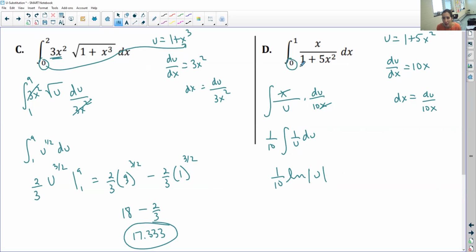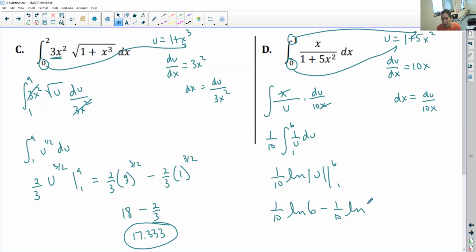So if I find the new bounds, I'm going to plug 0 into this, and you're going to get 1. And if you plug 1 into this, you're going to get 6. So now we're going to integrate this from 1 to 6. So I get 1/10 the ln of 6. And you can just leave it like that. You don't need the absolute values anymore because the absolute value of 6 is just 6. Minus 1/10 the ln of 1. The ln of 1 is 0. So this just becomes the ln of 6 with a 1/10 in the front.